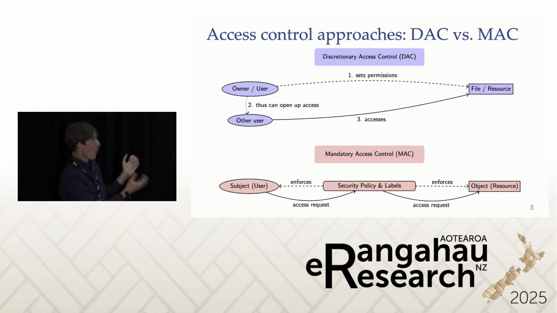That's in contrast to environments which have mandatory access control, where you have the security policy and labels sitting completely in the midst of the users, the subjects on one side and the resources they're accessing on the other. Often mandatory access control is more secure in the sense that it gives you a higher assurance as to what the behavior of your system is, but it's often harder to work with.